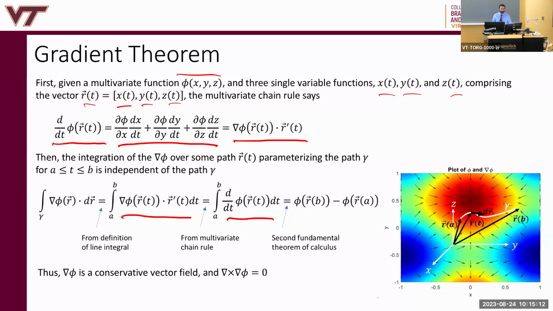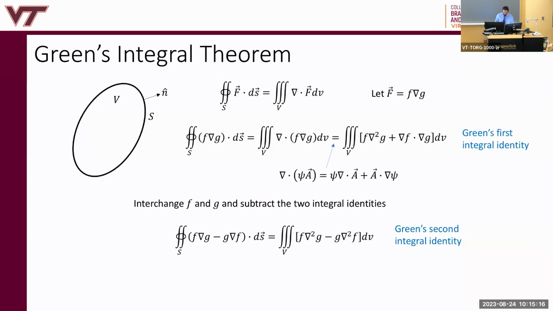Okay, good. Questions? All right, so you're getting a crash course on this stuff. Here's another theorem. We've got to get through these theorems, but we're going to use them in the course. Green's integral theorem. I have a volume V bounded by a surface S, which has an outward normal n hat.